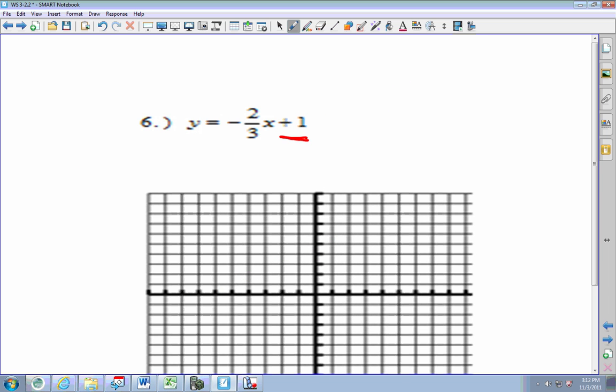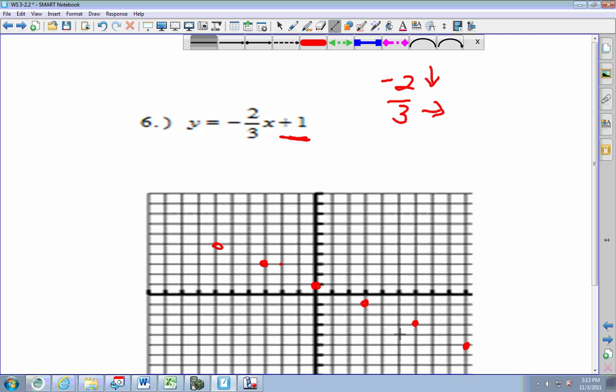Next one. Start with your y-intercept. Put a dot at plus 1. The slope is -2/3. Down 2 to the right 3. Down 2 to the right 1, 2, 3. Then I can go up 2 to the left, up 1, 2, over 1, 2, 3. Now I'm going to draw my line.